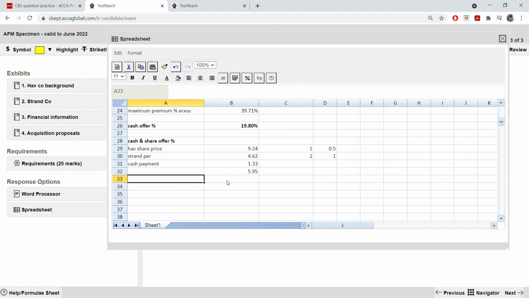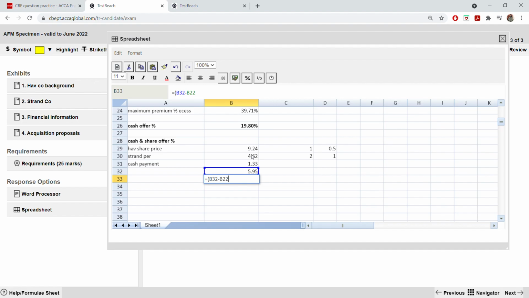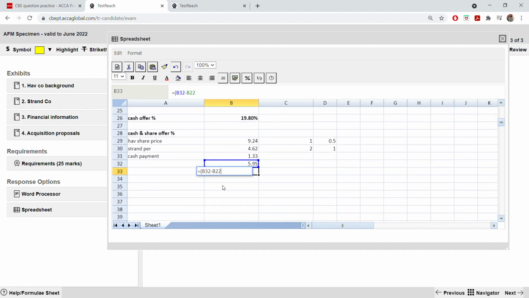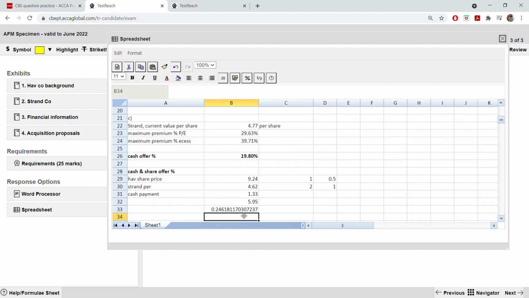So in percentage terms, if you want to find out, it will be equal to this minus always what you have got here, strength company's current value per share. It is not this 4.62. This we found out only to get this price. You have to add this with the cash. But when we are taking in terms of percentage to find the premium, we always have to take this. So this divided by this only. Take it in terms of percentage, 2 decimal places, it is 24.62. So I can highlight.